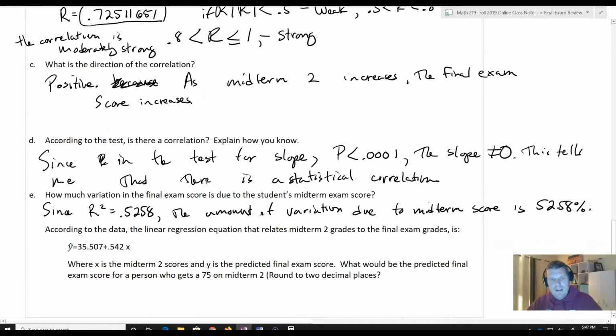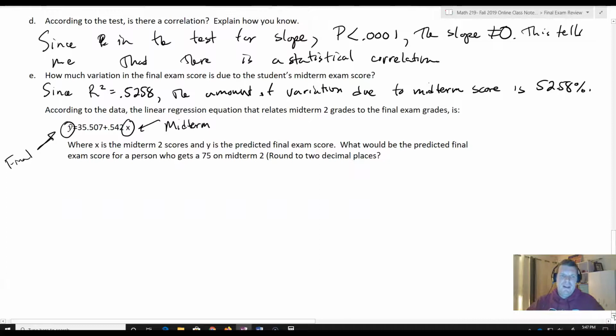Okay. x is my independent variable, and y is my dependent variable. So this one here, that's final score. And this is the midterm. So if I want to predict the final exam score, how I'm going to do that is by plugging in the midterm score.